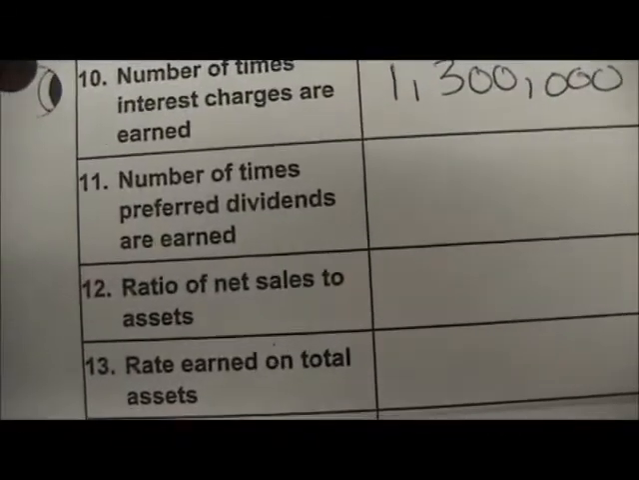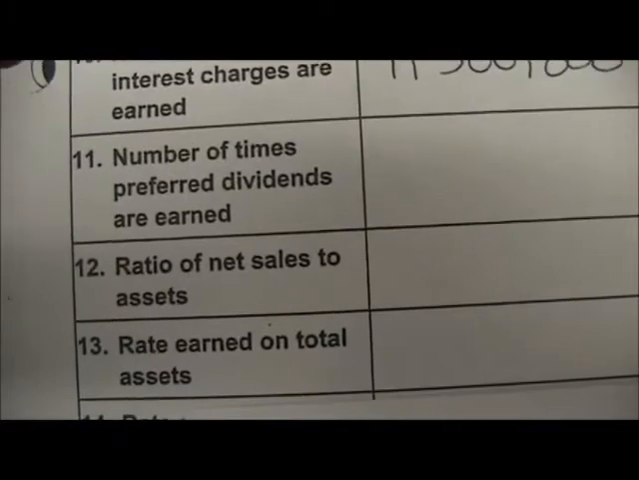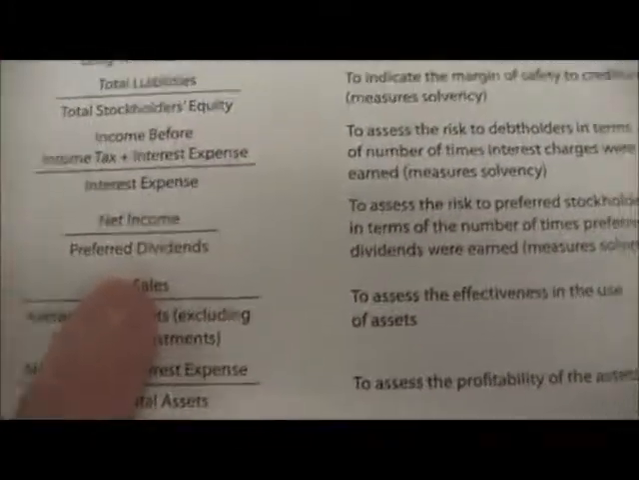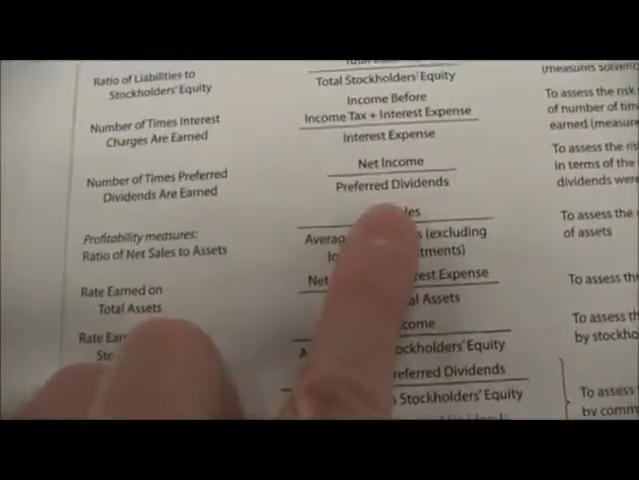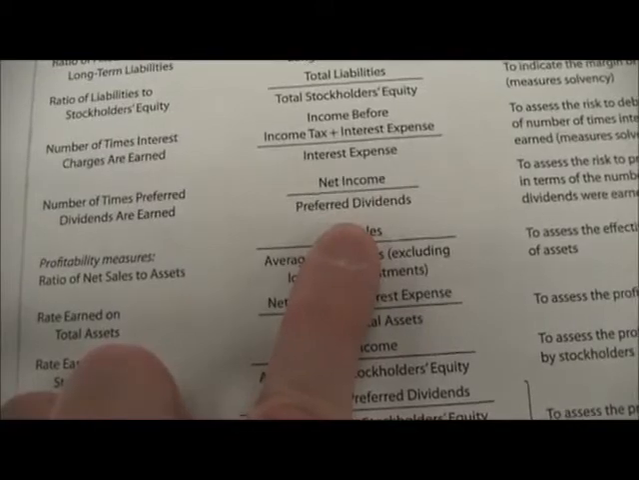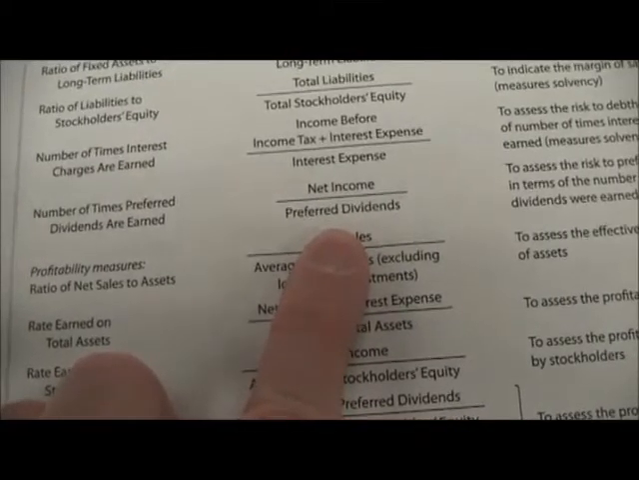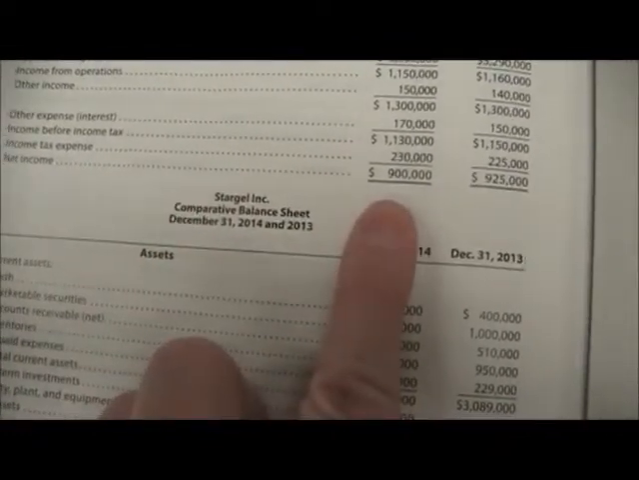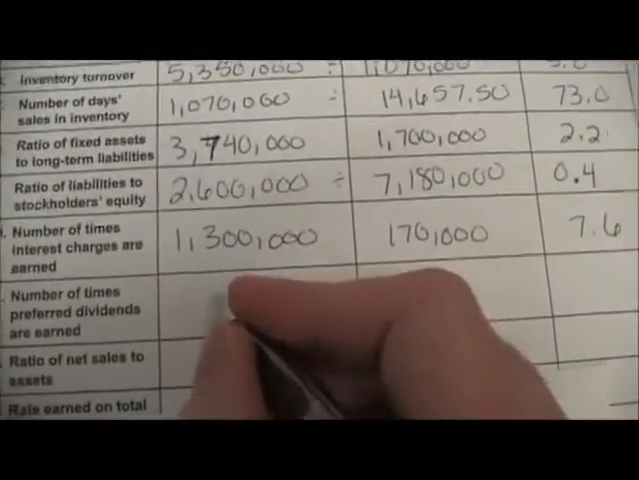Okay, number 11, the number of times preferred dividends are earned. That is our net income divided by our preferred dividends. So on our income statement, it tells us that our net income was $900,000. So that becomes our top number.